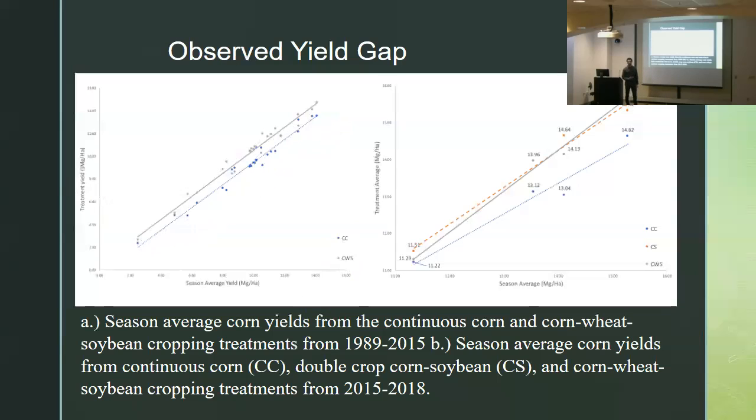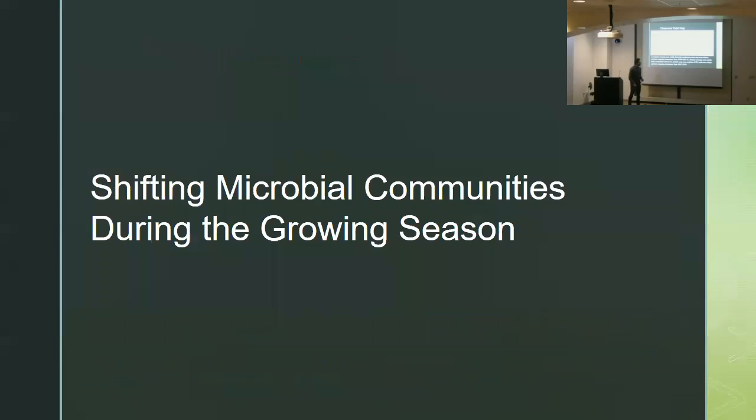Next, what we needed to do was see if there was a yield gap in the treatments that we were specifically sampling in, and then to be able to make some conclusions down the road. And we see a similar trend. In this case, the double crop soybean treatment is in the orange line. The corn, wheat, soybean is the gray line. And we see a yield gap in the continuous corn, which is the blue line. So our plots are experiencing a yield gap.